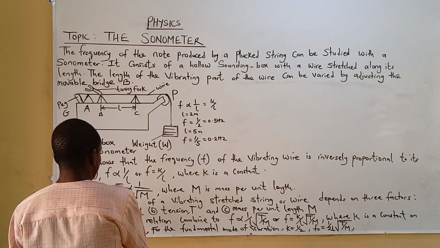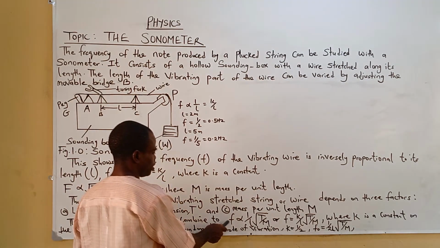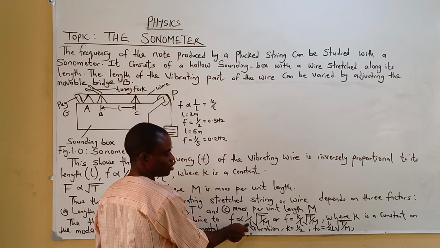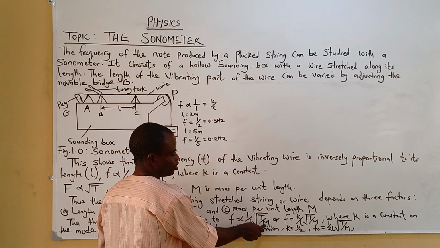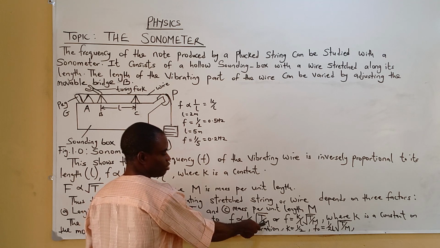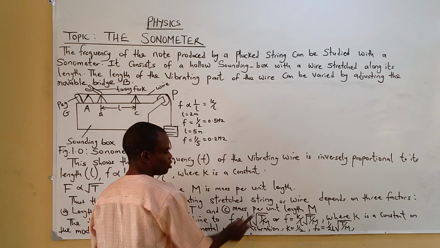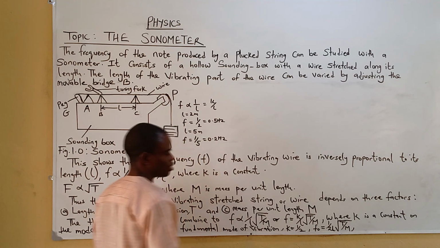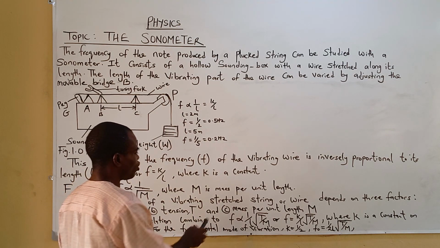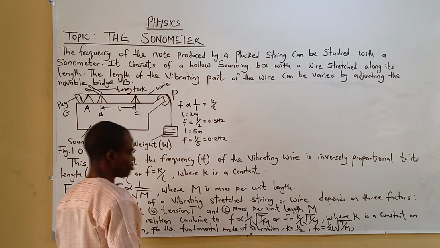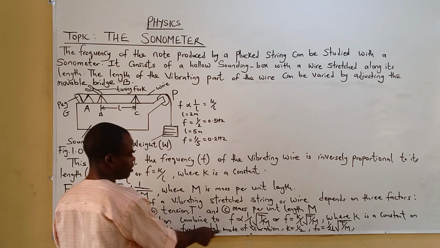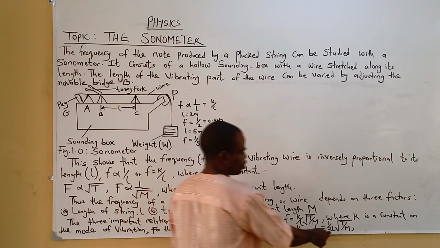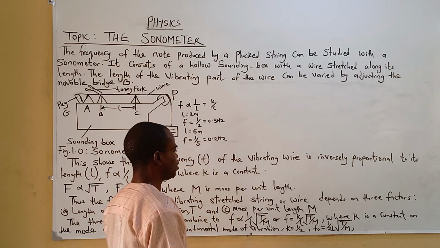Now let's continue. The three important relations combined here are: f is directly proportional to the square root of the tension, inversely proportional to the length, and inversely proportional to the square root of the mass per unit length. When you remove the proportionality sign, introduce your K. f equals K over L times the square root of tension over mass per unit length. The unit of mass per unit length is kilogram per meter. For the fundamental mode of vibration, K equals half. f naught equals 1 over 2L times the square root of tension over mass per unit length.